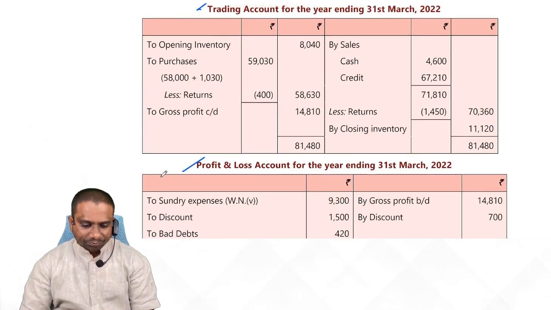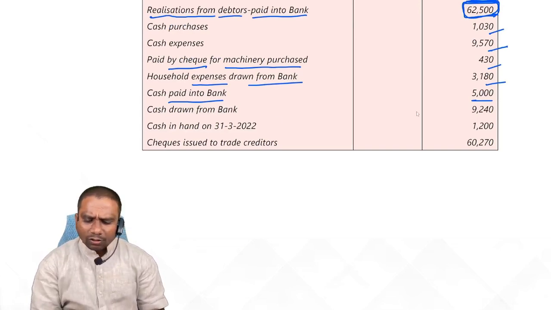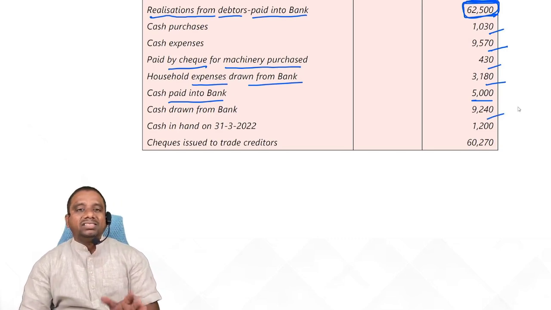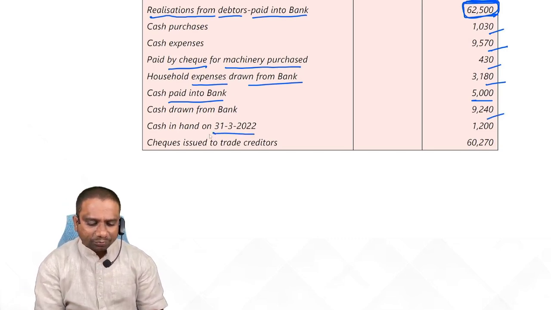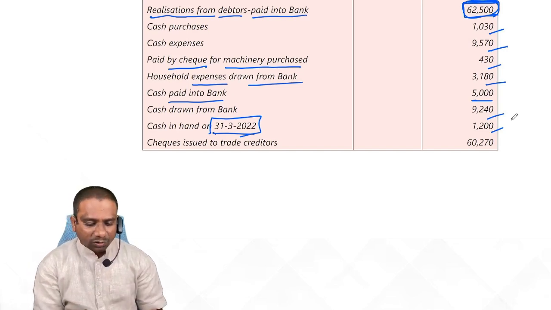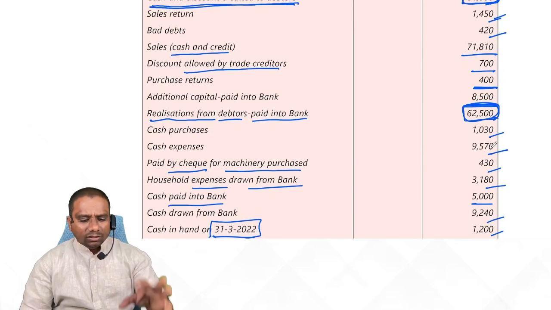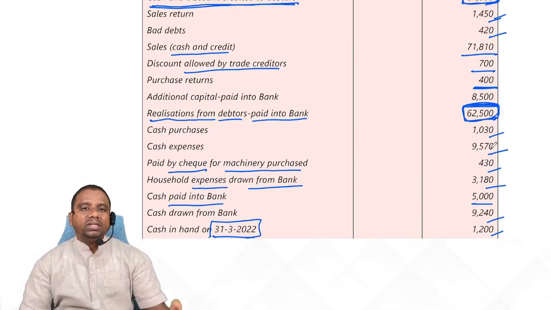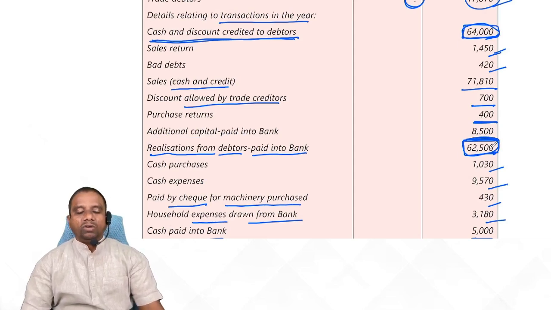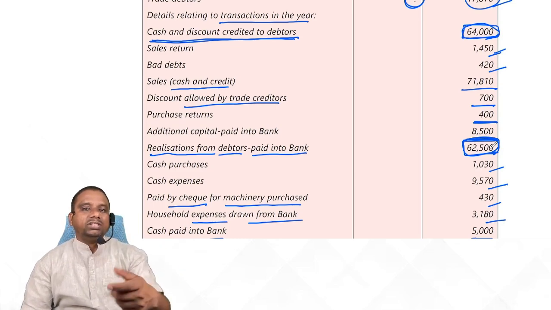Next one. Cash drawn from bank. This is also contra entry. Cash in hand on 31st March 2022, 1200 rupees. Okay, closing balance sheet, asset side. Checks issued to creditors 60,270. Creditor account debit side. Now, this information we have to post in two places to remember students. While reading each transaction, try to visualize entry and post accordingly.